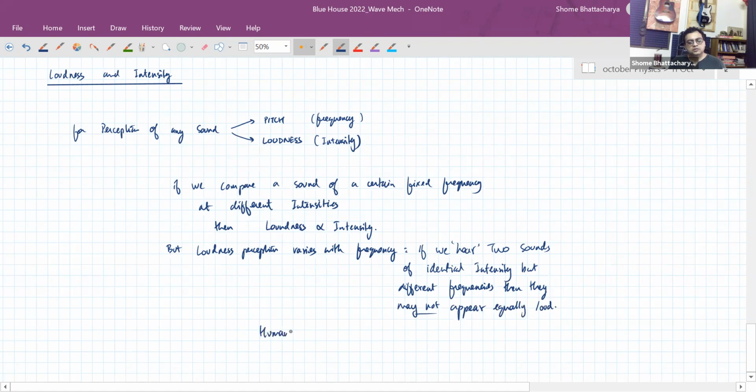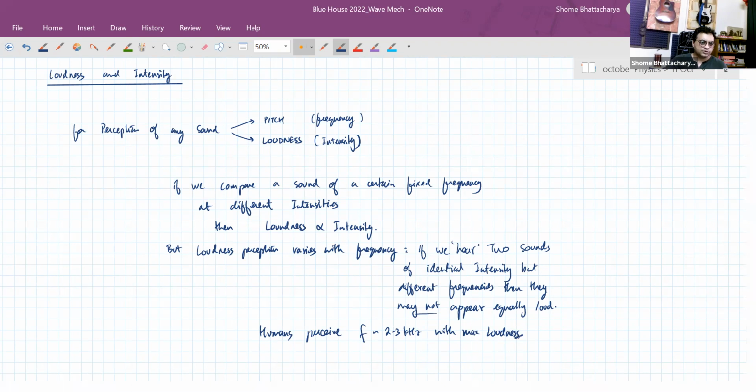Humans perceive frequencies in the region of about 2 to 3 kilohertz with maximum loudness. That is just one general knowledge fact that you should know. Not that we will do any calculations based on loudness and pitch. We will do calculations based on frequency and intensity, but you should understand how they're related to the quality of sound that you hear.